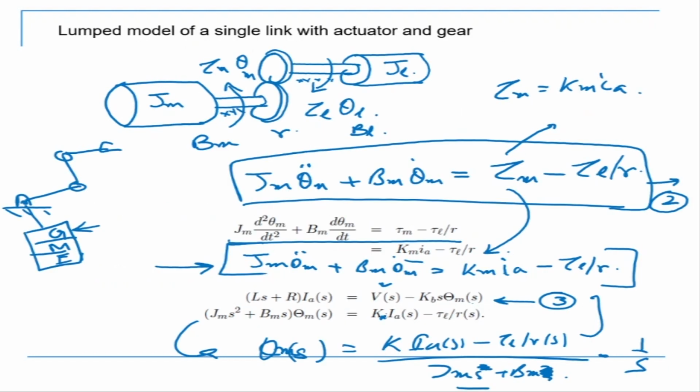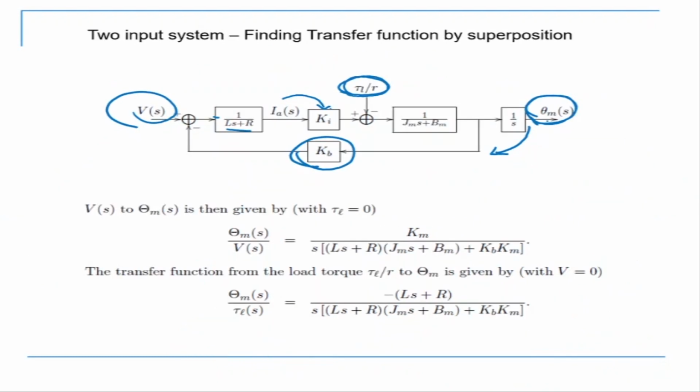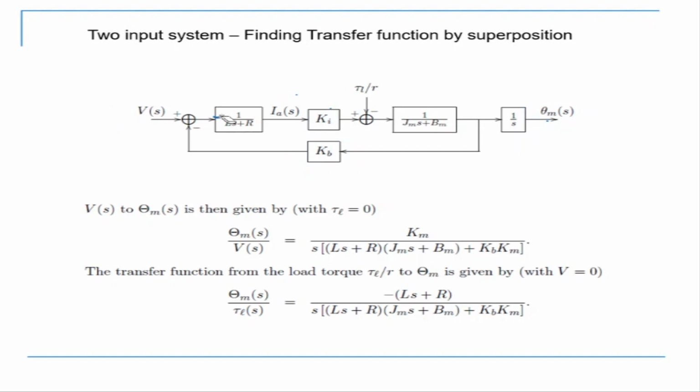So from the second equation we get theta ms, which is here, and this is how we get our block diagram combining both the equations. This is my block diagram for a 2-input system. One is my input here, that's one input. The second input is that one, which is my second input.